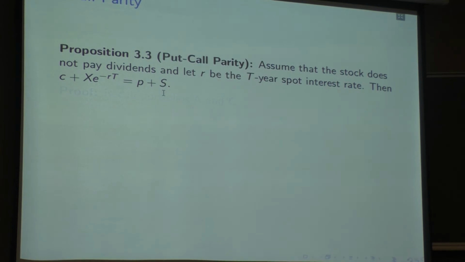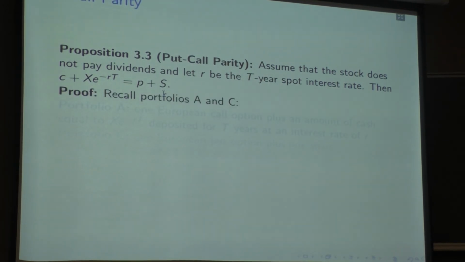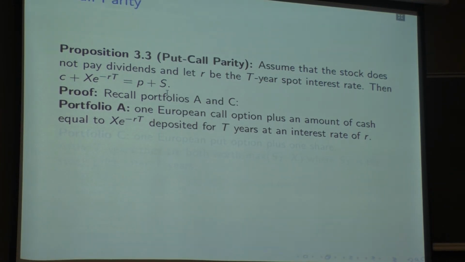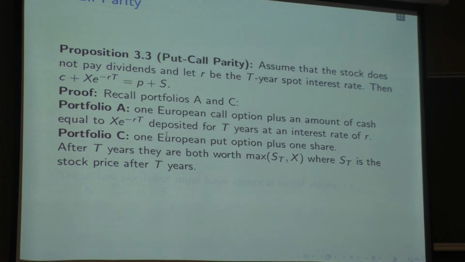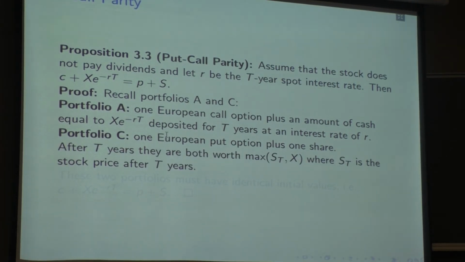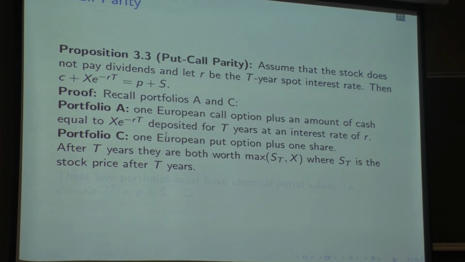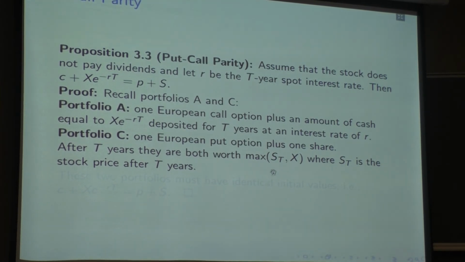And this now should be very easy, because we're going to recycle portfolios A and C. So remember what was portfolio A. It's the same portfolio A as before. So we have a call option and an amount of cash equal to X times e to the minus rT, deposited for T years at an interest rate of r. And then we remember what portfolio C is. It had one put option plus one share. And then as part of the proof of the previous proposition, we showed that at time T, both portfolios are worth the maximum between S_T and X, the maximum between the underlying asset price at expiration and the strike price.